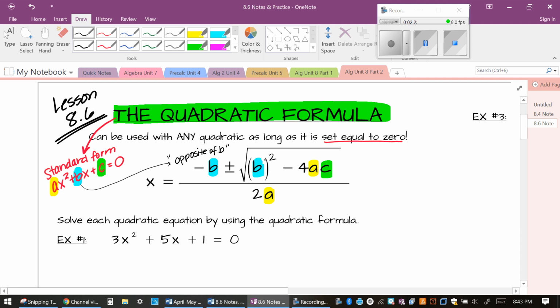Now, someone a long time ago taught me a song to help me memorize the quadratic formula, and you're welcome to learn it too if you want. It goes to the tune of Pop Goes the Weasel. And this is how it goes.